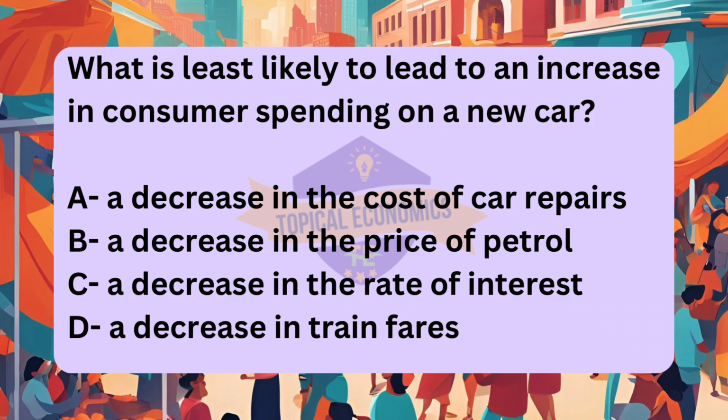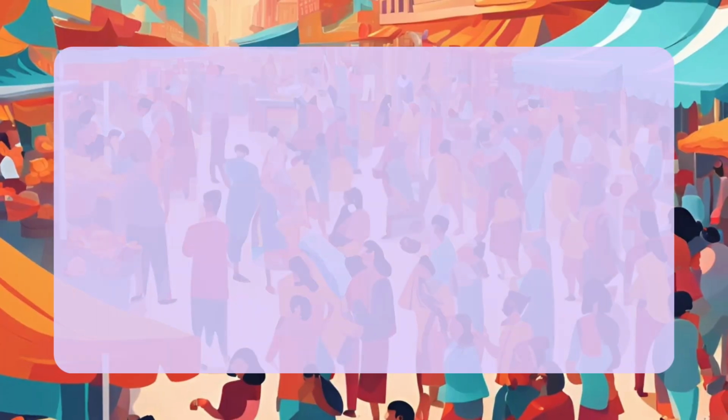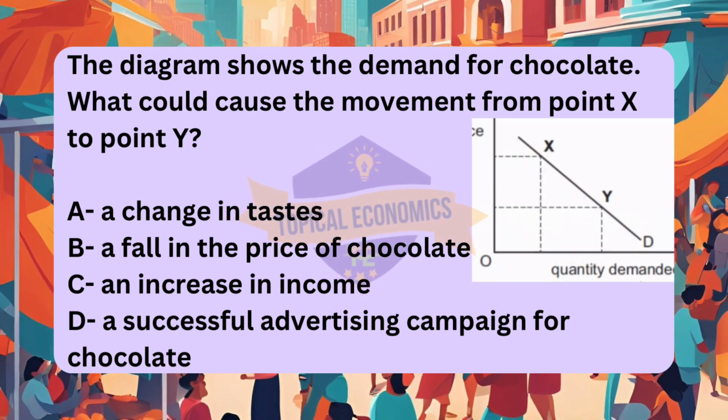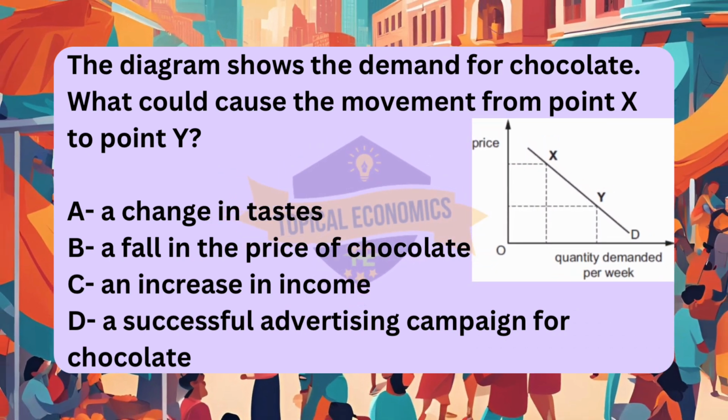This would likely encourage more consumers to buy a new car. Moving to question 8. The diagram shows the demand for chocolate. What could cause the movement from point X to point Y? A. A change in tastes. B. A fall in the price of chocolate. C. An increase in income. D. A successful advertising campaign for chocolate.